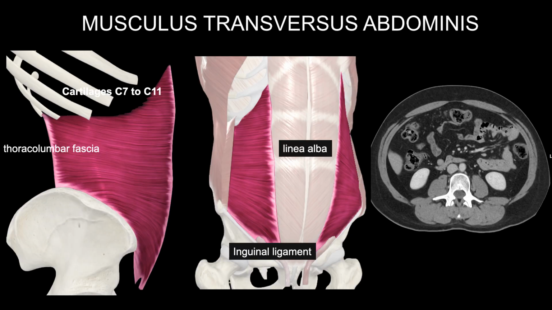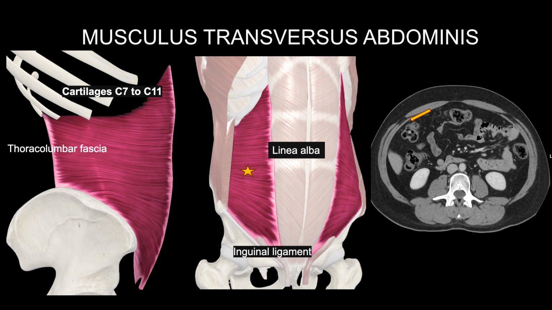Now let's address the muscles of the anterolateral abdominal wall. There are three layered muscles. The deepest, the transversus abdominis, plays an essential role in stabilizing the abdomen. It originates superiorly from the costal cartilage of T7 to T11, posteriorly from the thoracolumbar fascia, extensively from the lateral anterior iliac crest, and anteriorly, its fibers merge with the linea alba.